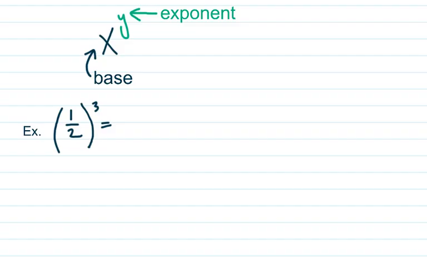Okay, so for this example, I have 1/2 to the third. Basically, that third power, or that exponent, is telling you to multiply 1/2 times itself 3 times. So you can write it out that way: 1/2 times 1/2 times 1/2. That shows that it is 1/2 to the third power. Then you would actually multiply that out. 1 times 1 times 1 is just 1, and 2 times 2 is 4, times 2 is 8. So that's how you would solve that one.